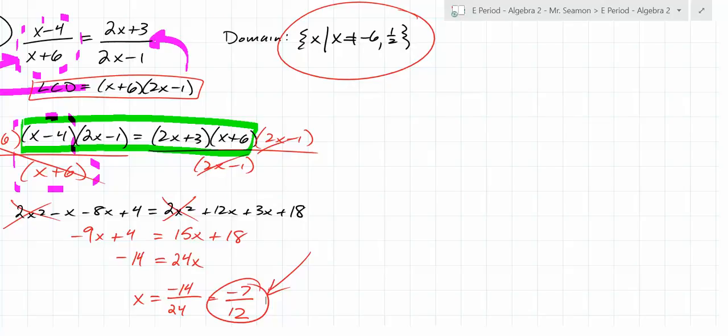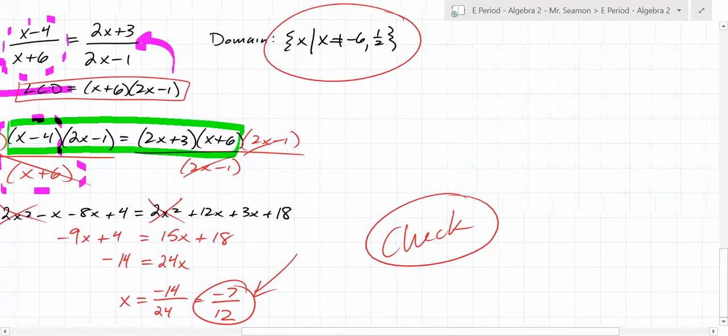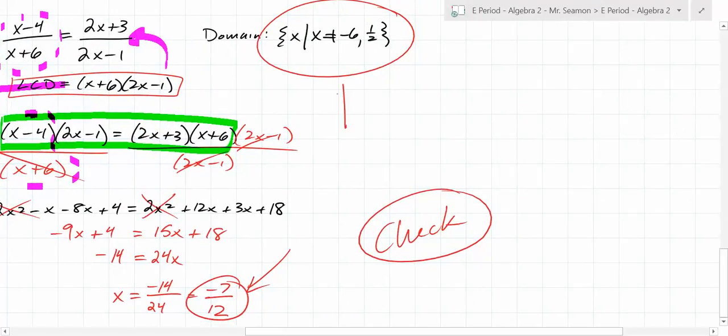You would check. You could check this. We're not going to do that at this point, but you could check it. But you said it is part of the domain? Yes! Because read the domain out loud to me. X such that x is not negative 6 or 1/2. So is negative 7/12 part of that domain? X is all numbers except for negative 6 and 1/2. We got an answer of negative 7/12. Is it part of the domain?